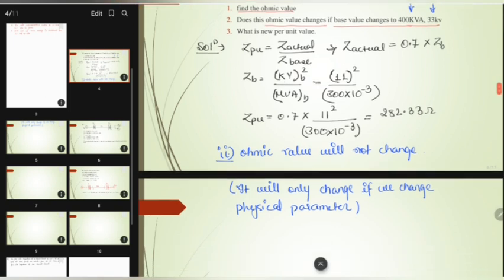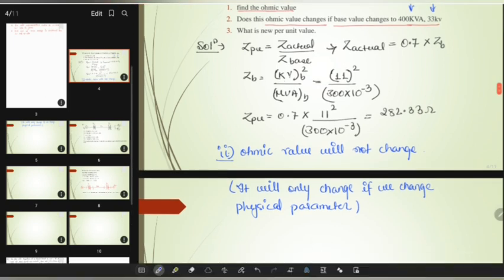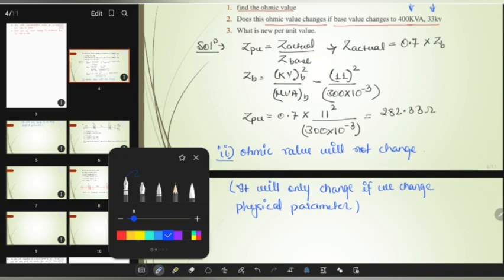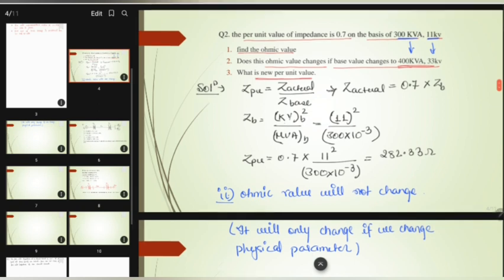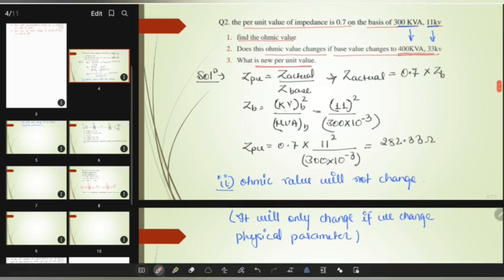Now in our third question, what is the new per unit value? We need to find the new per unit value if you change the base value. Earlier we had kVA base and kV base. Now we change kVA base and kV base to new values, so our per unit value will change.